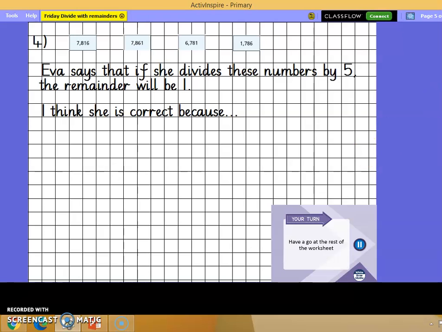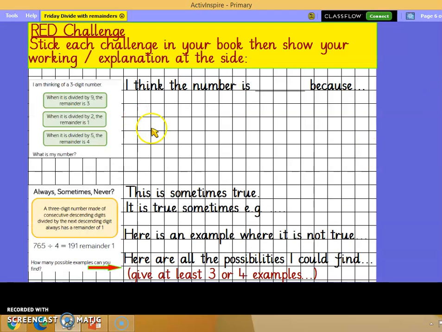Those who have the red level challenges, have a look at this. Stick each challenge in your book and then show your working or explanation at the side. Give me what you've worked the number out to be, and give me your reasons why you say that. Use these clues to help you work out the number. Remember, it's a 3-digit number. That means it has hundreds, tens and ones. When you've worked it out, leave 2 squares and then record the next one.